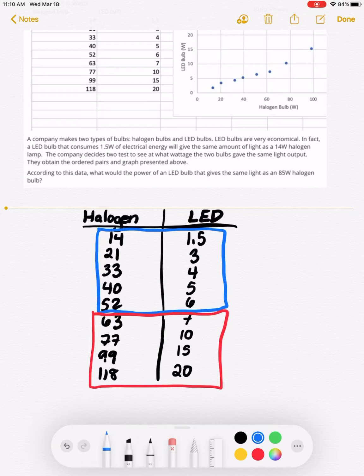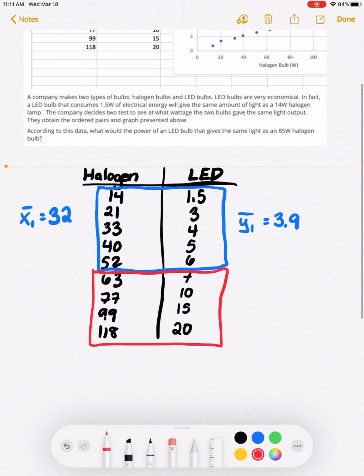Now we need to find the average x and the average y value. So x is going to be our halogen bulb, just because it's on the left, it doesn't actually matter. Our average x value, if you add up those 5 values and divide by 5, you get that the average x value is 35. If you do the same with the y value, add them up, divide by 5, you get that the average is 3.9.